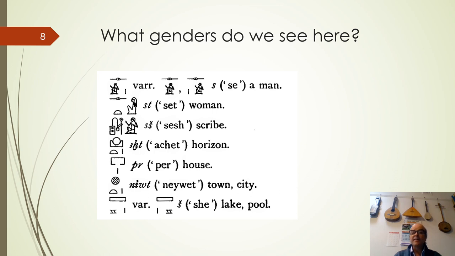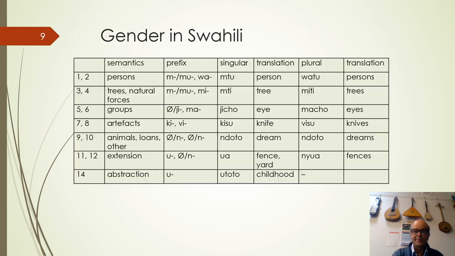But ahit, the horizon, and pur, a house, are both masculine. Niwit, a town or a city, is feminine. And shah, a lake or a pool, is masculine. And there is no kind of sense, there is no reason why those words would be assigned to one gender or another, save that they have to be somewhere.